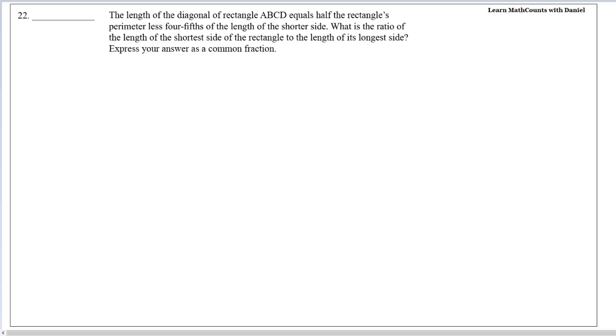Alright, hello and welcome to another MATHCOUNTS problem tutorial. So today we will be looking through problem number 22 in the 2014 chapter sprint round. So let's read through our question.